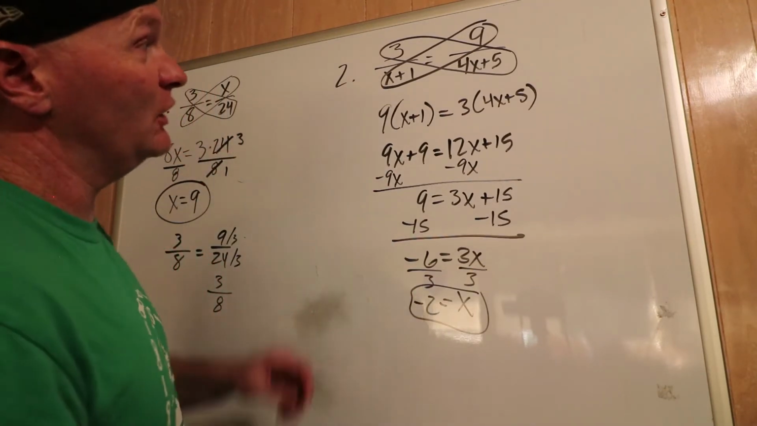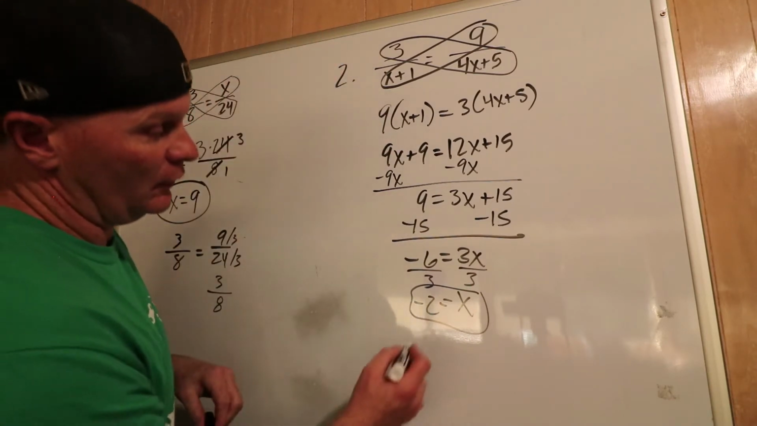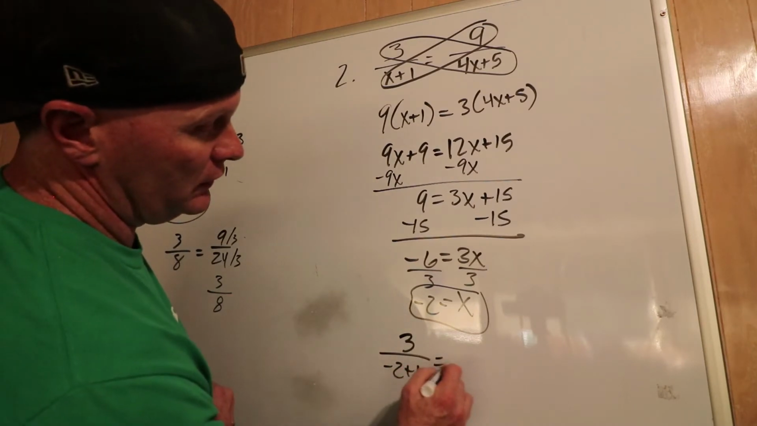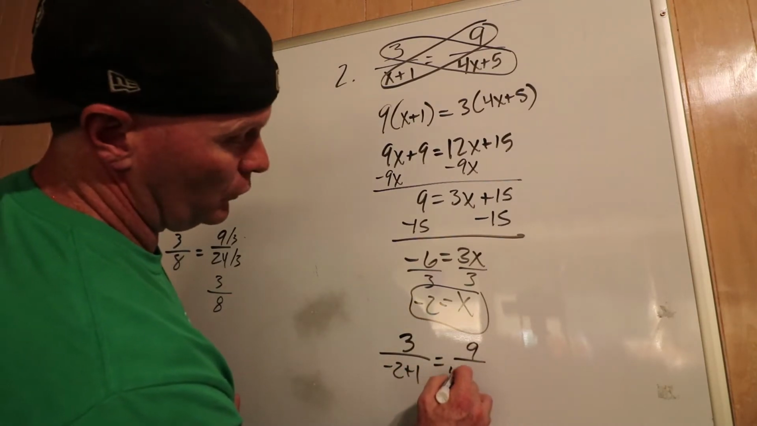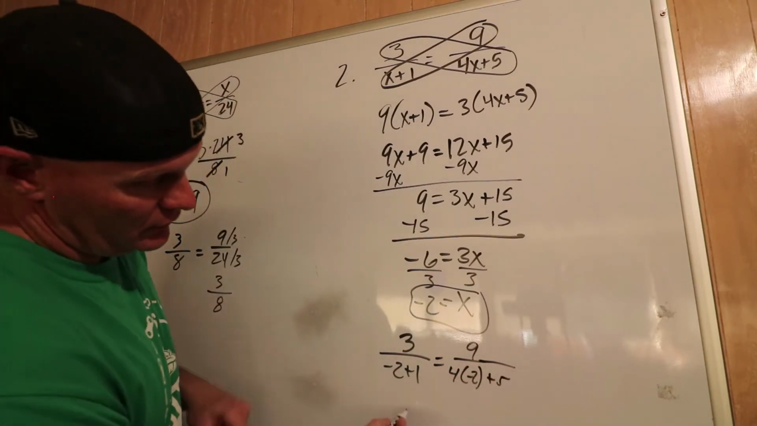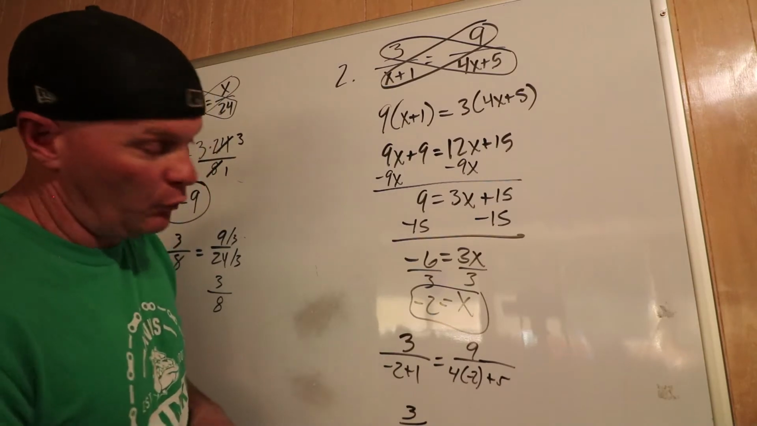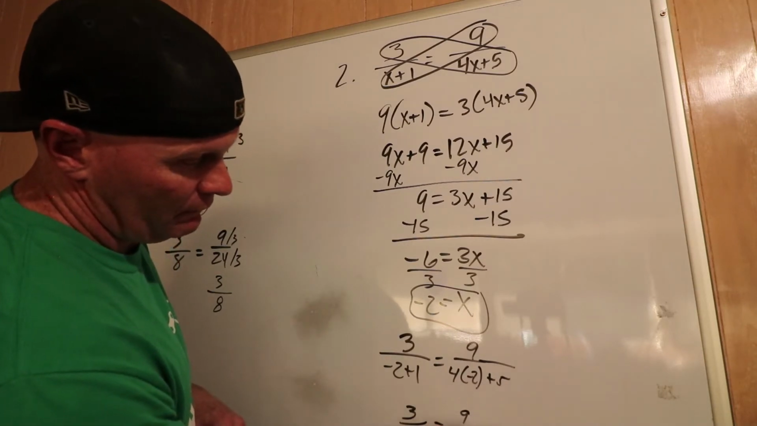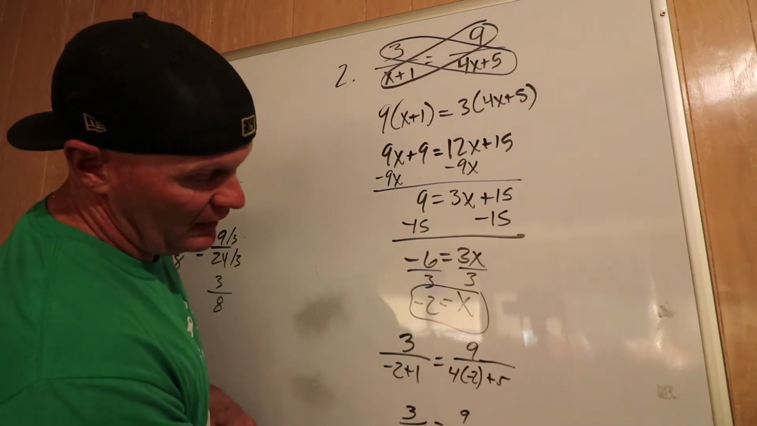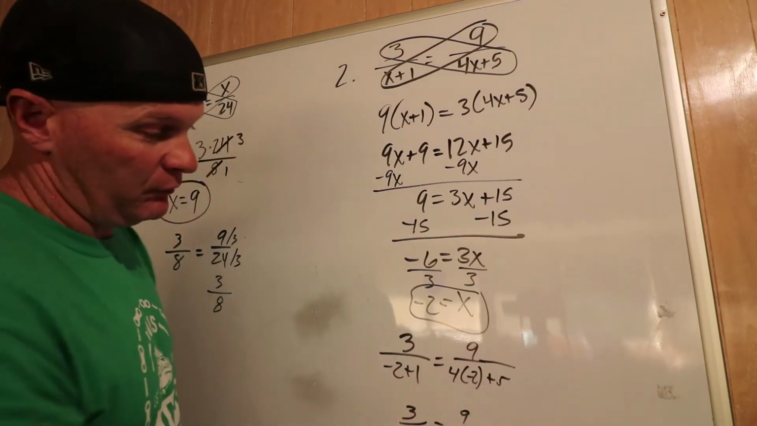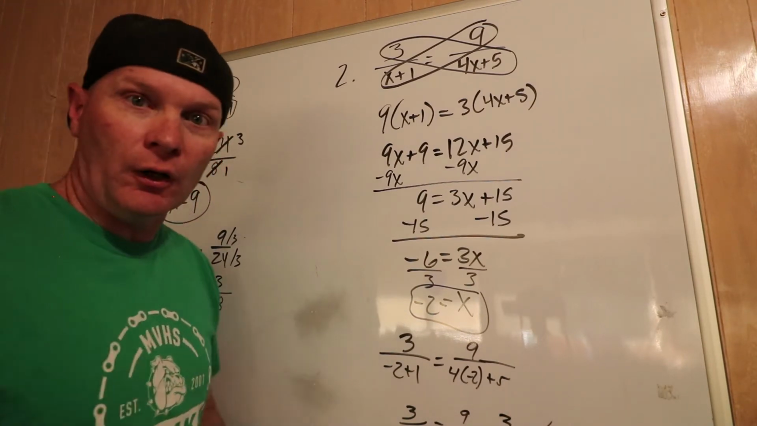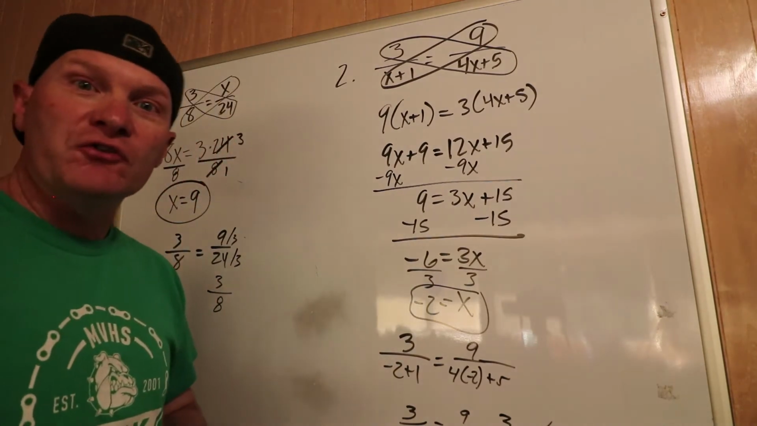We should check just to make sure. So I'm going to plug negative 2 into the original equation. So 3 over negative 2 plus 1 equals 9 over 4 times negative 2 plus 5. Let's see, this is negative 2 plus 1 is negative 1. 4 times negative 2 is negative 8. Negative 8 plus 5 is negative 3. And this one simplifies to 3 over negative 1. So we are correct. Okay? Those are the first ones. Those are the easiest ones.